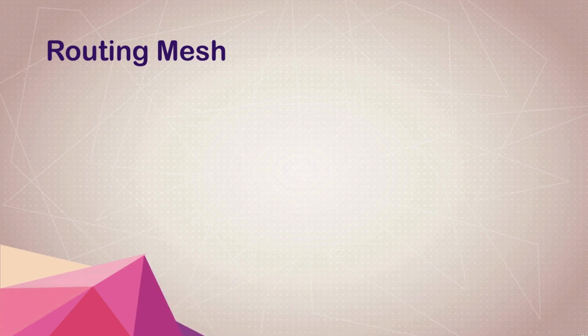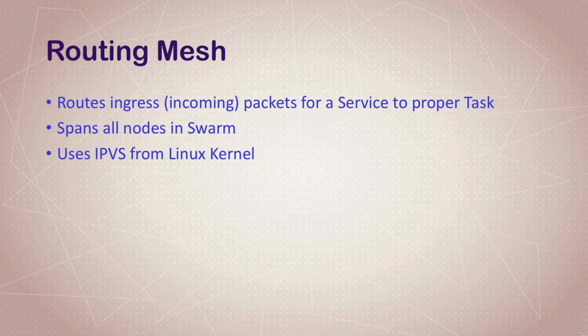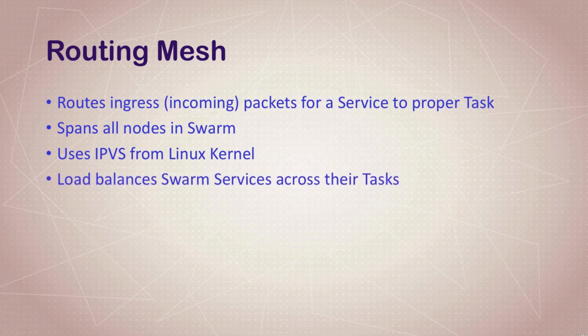So that little bit of magic wasn't actually magic, it was the routing mesh. And the routing mesh is an incoming or ingress network that distributes packets for our service to the tasks for that service, because we can have more than 1 task. Now, this actually spans all the nodes, and it's using kernel primitives that have been around a while, actually, called IPVS. So we're not talking about some fancy new service, we're really just talking about the core features of the Linux kernel. And what it's really doing here is it's load balancing across all the nodes and listening on all the nodes for traffic. There's a couple of ways we can talk about how this works.